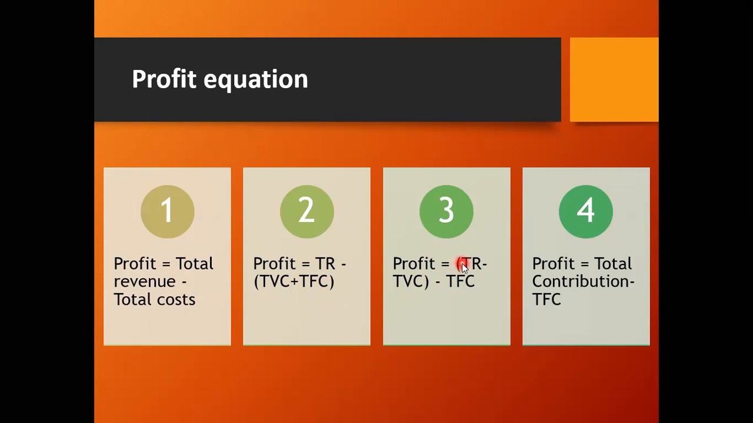So when you deduct TR minus TVC, it gives you contribution. Contribution minus fixed cost. Revenue minus total cost. Revenue minus fixed cost and variable cost. Then total contribution minus total fixed cost. So finally, that's what I just told you. It is the same thing. You should not learn these as four equations. It's only one equation.